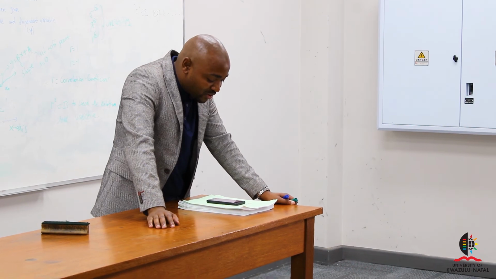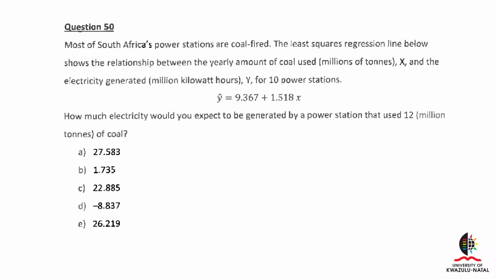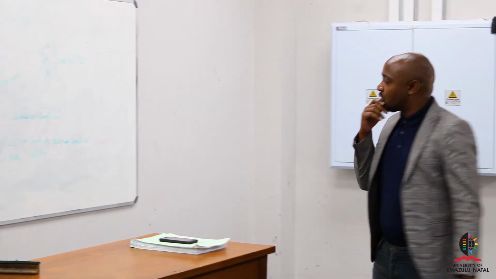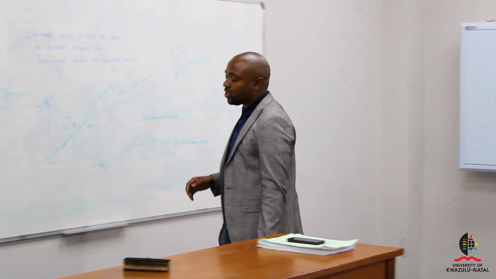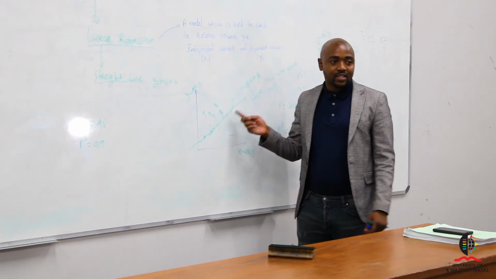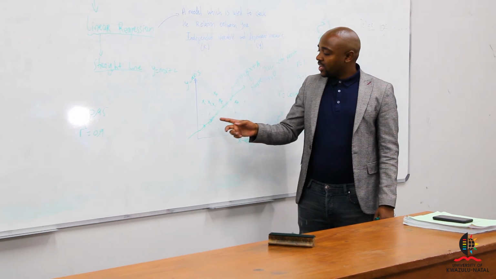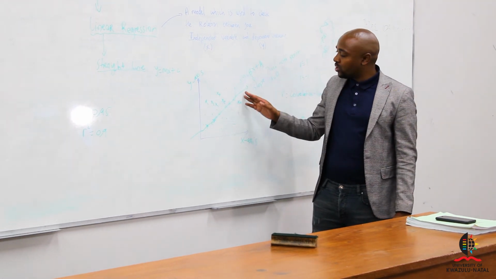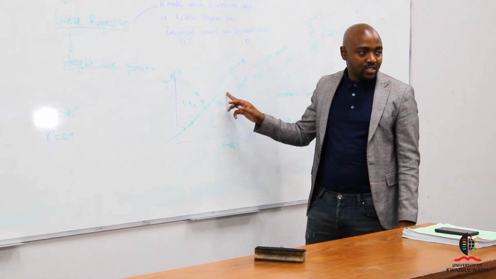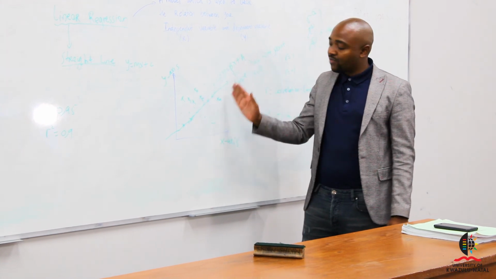Let's look at question 50. You're given this line and you're being asked a question based on million tons. You just take this 12, substitute it in x, then you're good to go. This question is the same: you're given the equation for this line. Can you see that every time you draw this line there must be an error? Meaning it's a continuation of this.